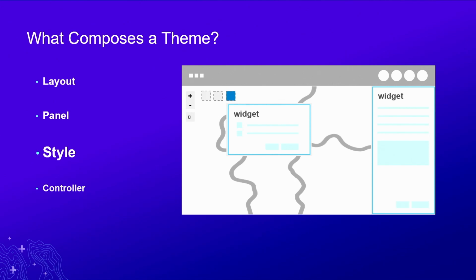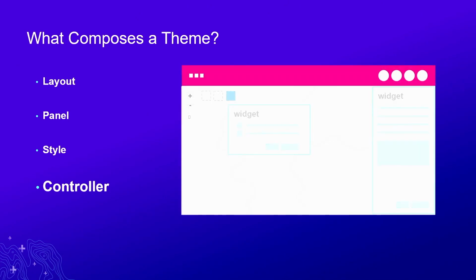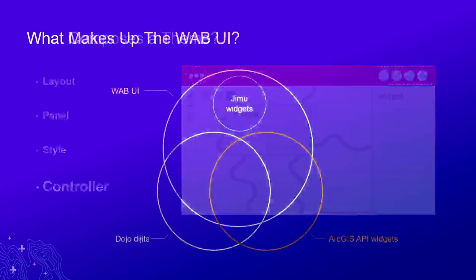The next thing is style. Style defines the look and feel of the app, including but not limited to colors of the header. You can also do sidebar, panels, and other UI elements that exist on there. And then the last piece is the controller. The controller helps the app behave in different themes. Think of it as the brain of the whole app. It drives the app navigation. It defines how widgets are opened, closed, and communicated, and basically controls how the app behaves.